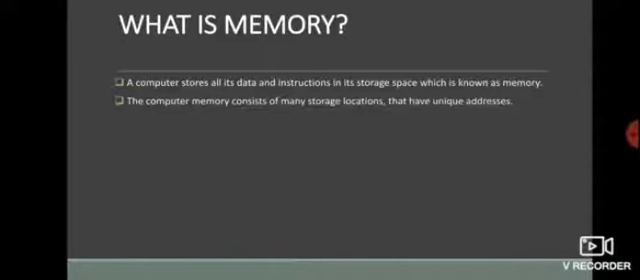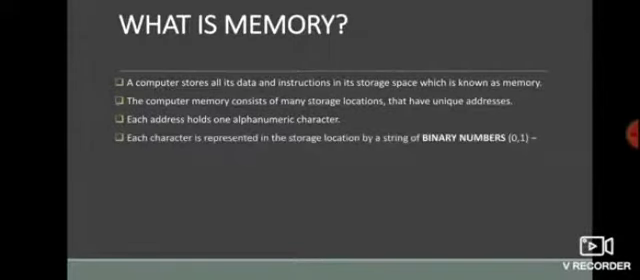Now, the computer memory consists of many storage locations that have unique addresses. Each and every data and instruction that is stored in the memory has its unique address. Each address holds one alphanumeric character. That address is named by the alphanumeric character that we give to it. Each character is represented in the storage location by a string of binary numbers.